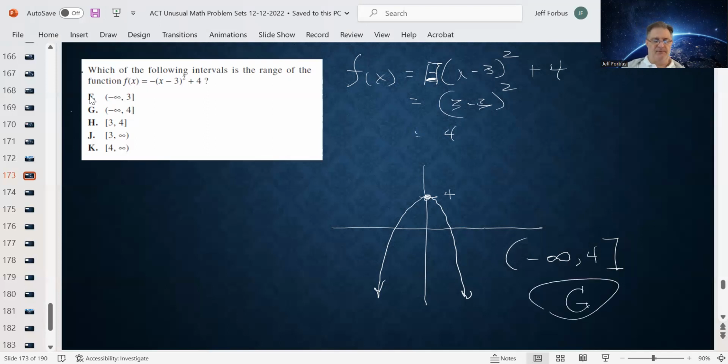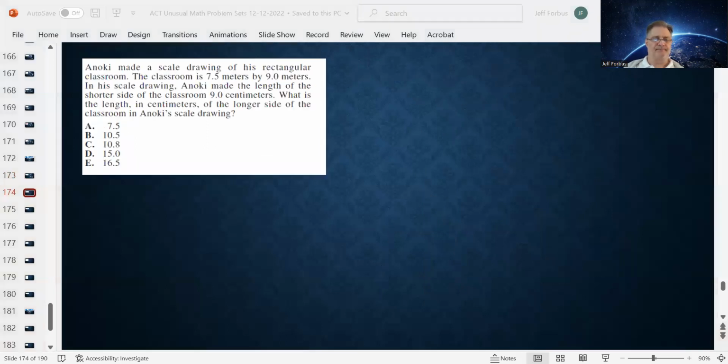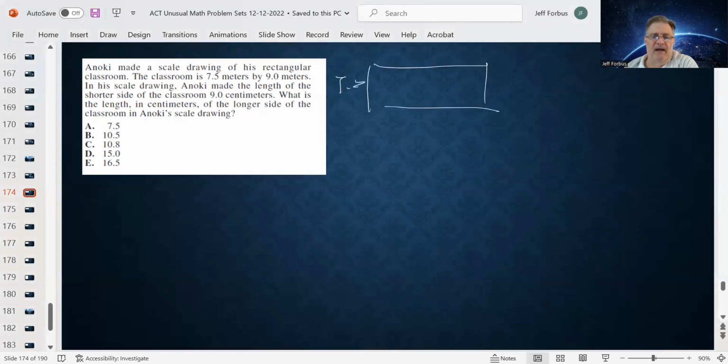All right, next question. Noki made a scale drawing of his rectangular classroom. The classroom is 7.5 meters by 9 meters. So we've got a classroom that's 7.5 meters by 9 meters. And they told us it's a rectangle.